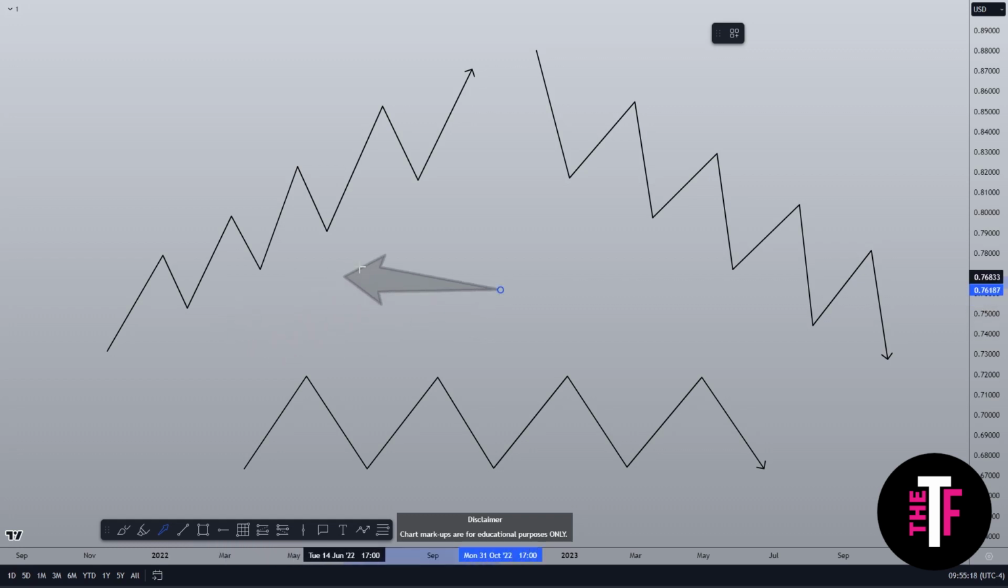Trends can be uptrends, downtrends, or sideways. We usually call sideways trends consolidation. Uptrends occur when the price of an asset is making higher highs and higher lows. Downtrends occur when the price of an asset is making lower highs and lower lows. You'll notice price consolidate when the price of an asset is moving within a relatively narrow band.